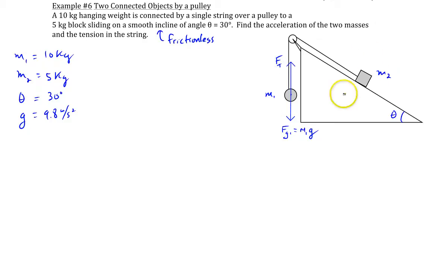Now going on to M2. What forces are acting on that body? M2 has a weight pulling down, which we'll label as F sub G2, equivalent to the mass of that body times the acceleration due to gravity. We also have the tension pulling upwards along the direction of the rope. Because this pulley is frictionless, you can assume that the tension pulling on this block upwards is the same as the tension pulling upwards on this hanging weight. So these two tensions are the same.